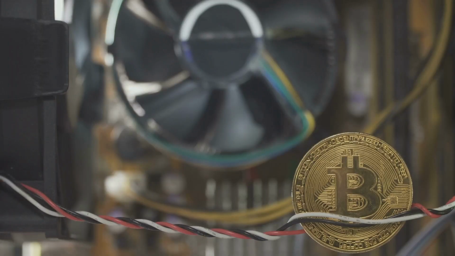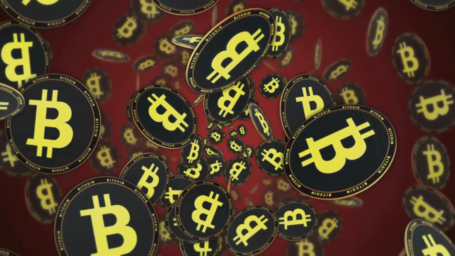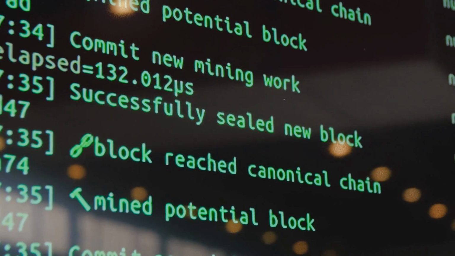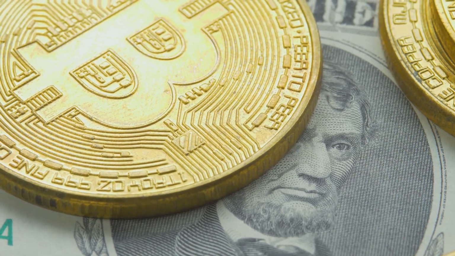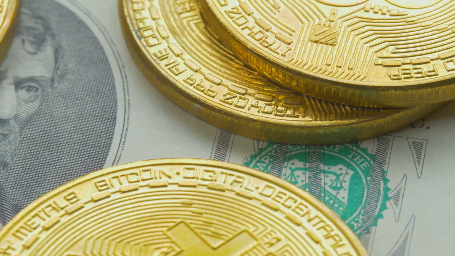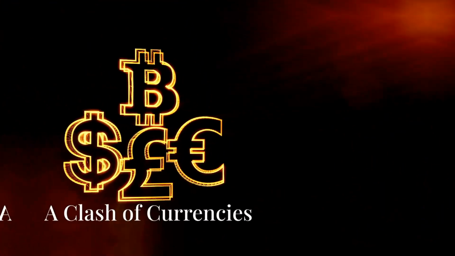Bitcoin's key feature is its limited supply. Only 21 million Bitcoins will ever exist. This scarcity is written into Bitcoin's code. This fixed supply makes Bitcoin resistant to inflation. Governments cannot simply print more Bitcoin as they can with fiat currencies.